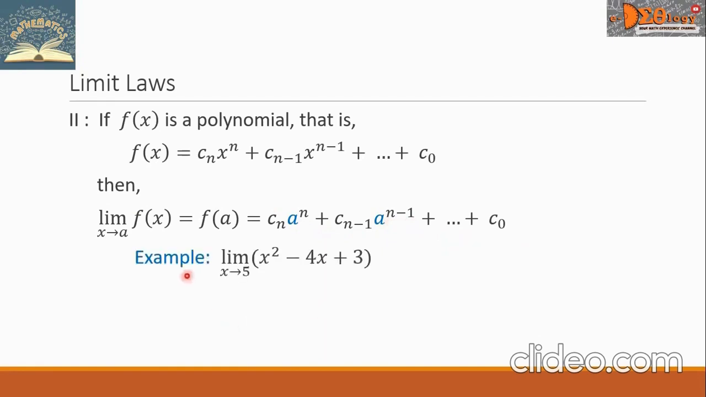Let's see this example. The limit of the function x squared minus 4x plus 3 as x approaches 5. So we're going to substitute this value 5 to all the x of the function. So we have 5 squared minus 4 times 5 plus 3. Simplifying the equation, we have 25 minus 20 plus 3. And the final answer is 8.